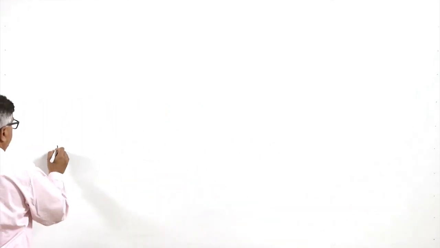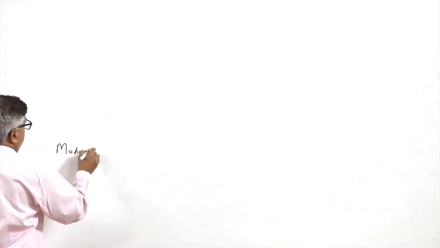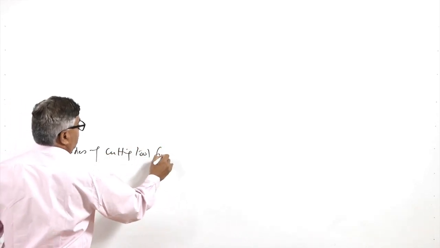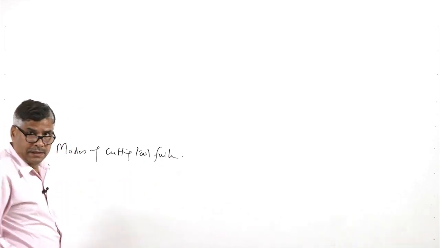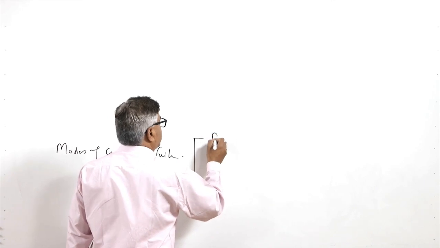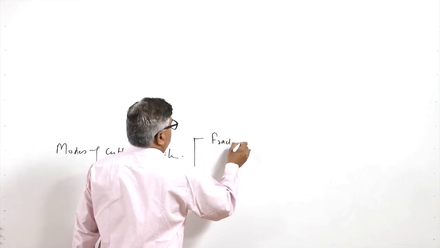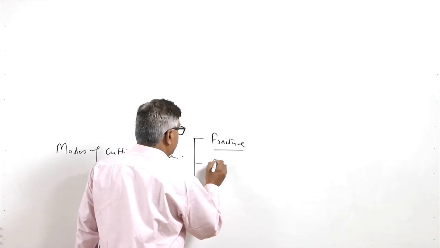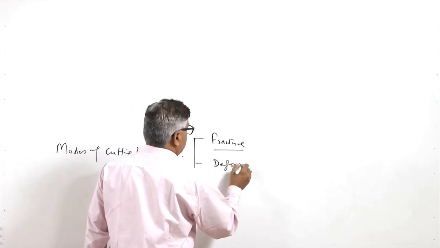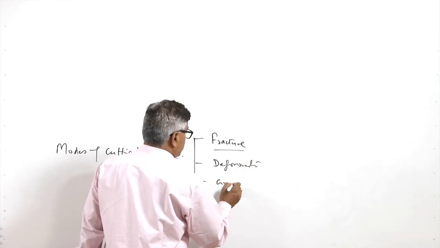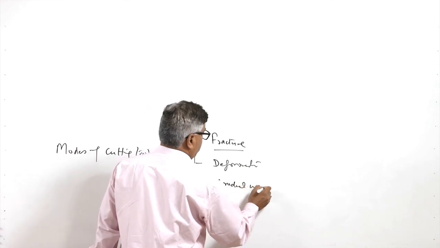So, considering these aspects in mind, there are three common modes of the cutting tool failure. These modes include the fracture, and the second is the deformation, and third is the gradual wear.